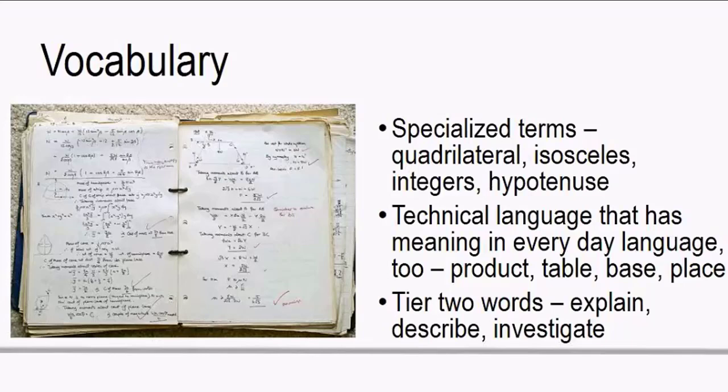And then technical language, things like product, table, base, place, words that have meanings that are different outside of math. And then lots of tier 2 words, so explain or describe or investigate, and those are also somewhat abstract for kids. So sometimes you need to make sure that they know what those mean and what to do with those words when that comes into a question.